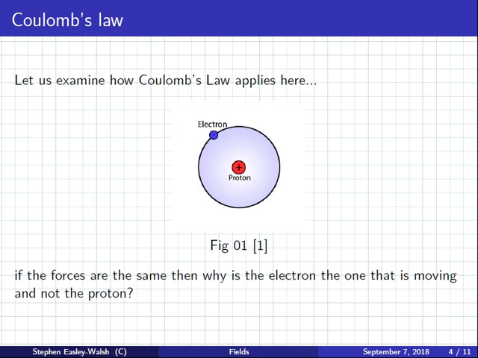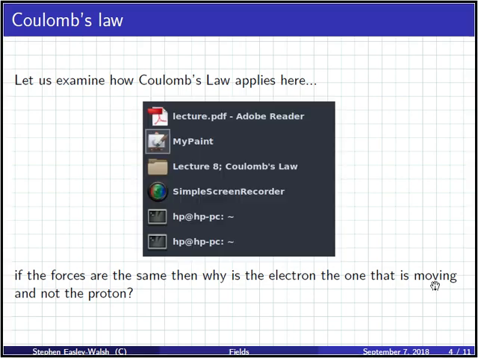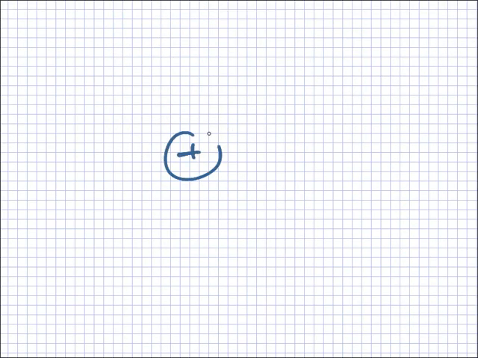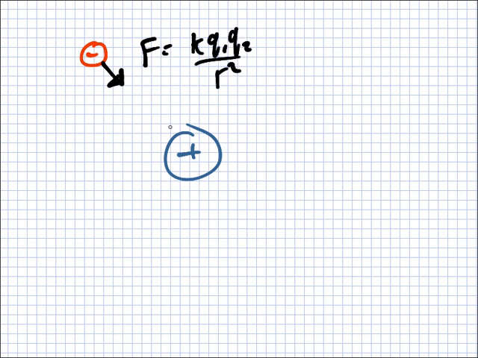Let's have a look here at Coulomb's law for this example, the proton and the electron. According to Coulomb, there's a force here, and that force is equal to K Q1 Q2 over R squared. But also according to Coulomb, there's a force this way too, and that force is equal to K Q2 Q1 over R squared. But they're the same. They're the same force, because it's the same formula.